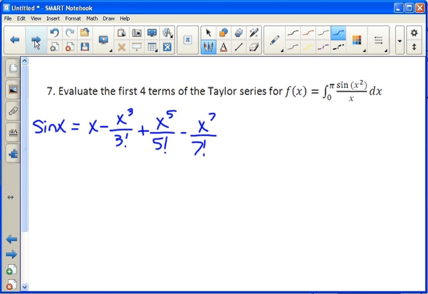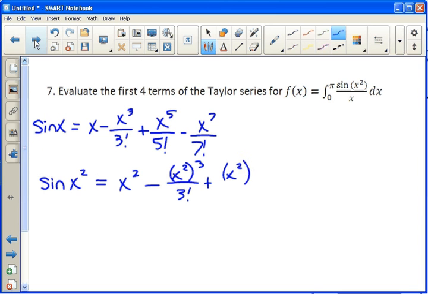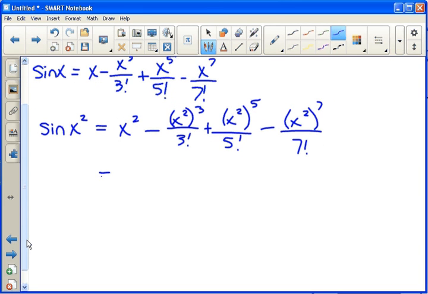Now some of you may be able to do some of this simplifying in one step instead of writing it in 2 steps like I am, and that's completely fine if you can. This will become x squared minus x to the 6th over 3 factorial plus x to the 10th over 5 factorial minus x to the 14th over 7 factorial. And then it asks us to divide everything by x. So we get sine of x squared over x. So that just reduces everything by 1 power.